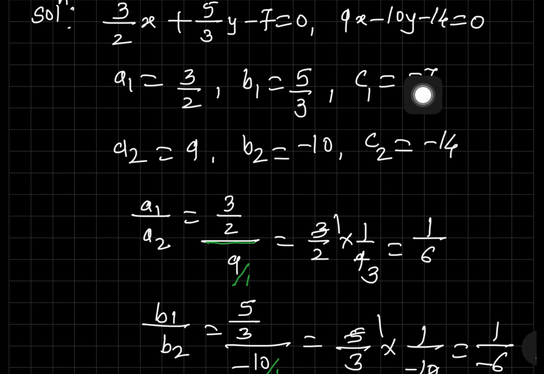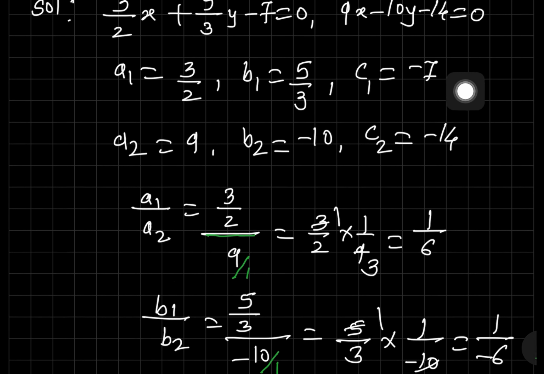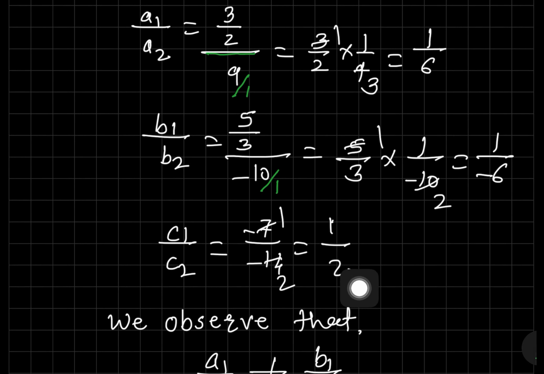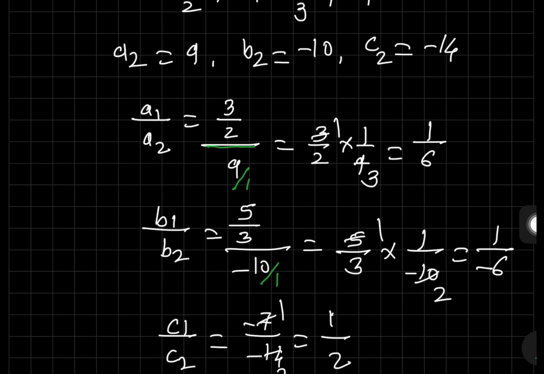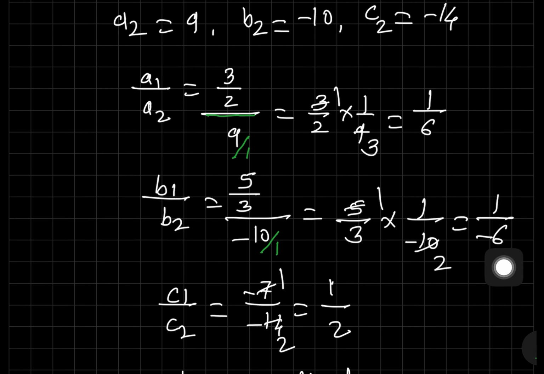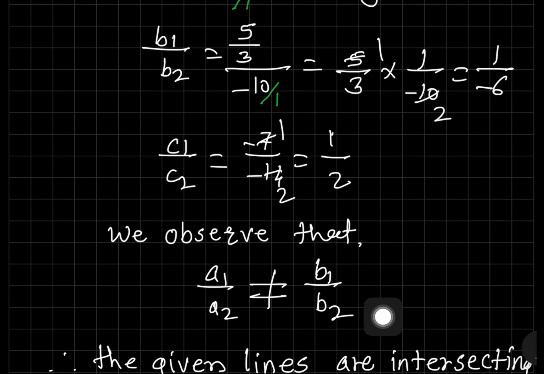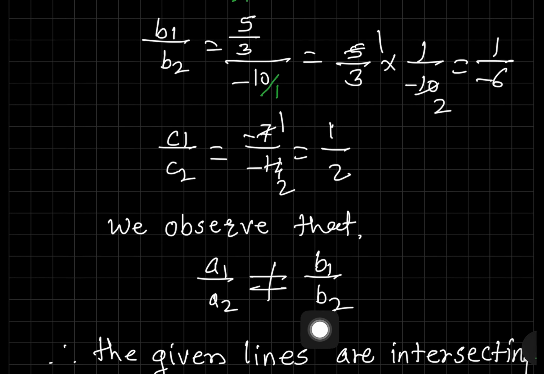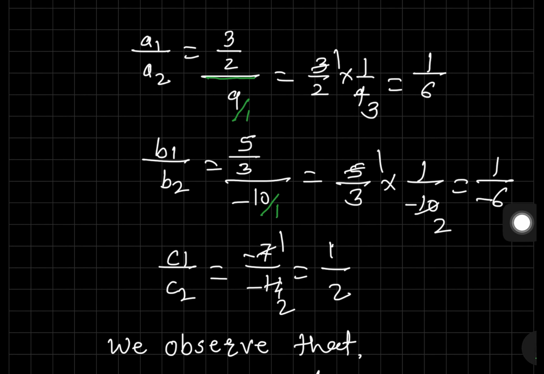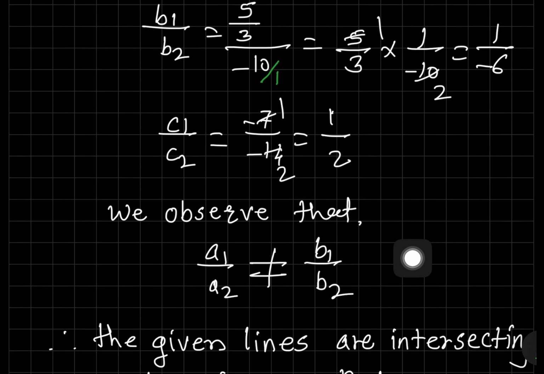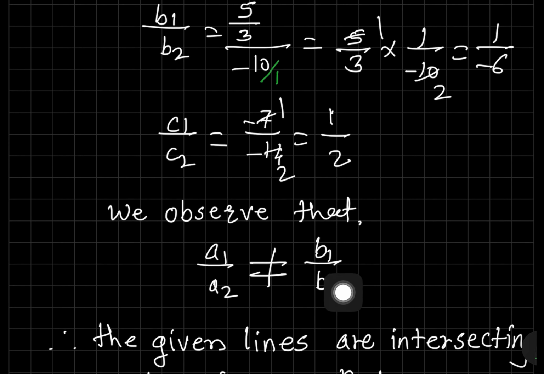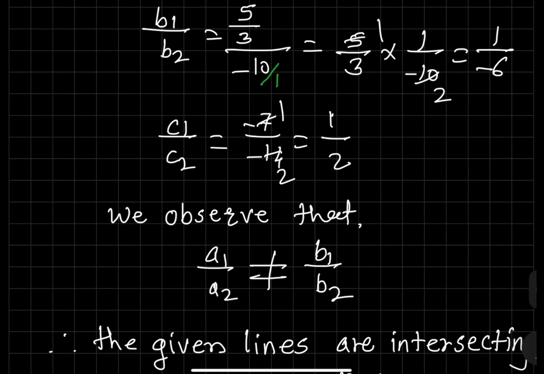See here, and c1 upon c2 means minus 7 upon minus 14. 7 1s are 7, 7 2s are 14. Here 1 upon 2. But see here, now a1 upon a2 is 1 upon 6, b1 upon b2 is minus 1 upon 2, so a1 upon a2 is not equal to b1 upon b2 because the minus sign is there. Numbers are the same but the minus sign makes it completely opposite, so a1 upon a2 is not equal to b1 upon b2.